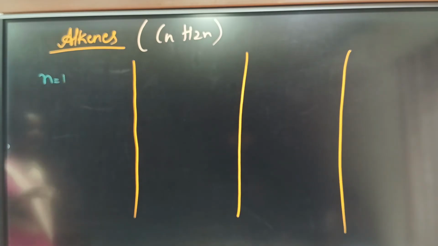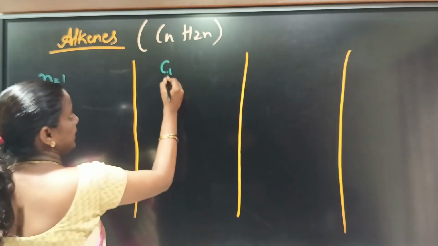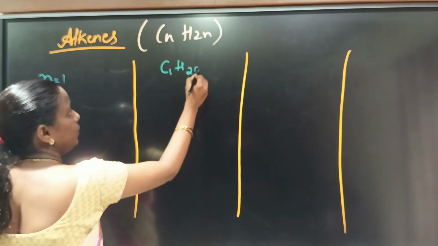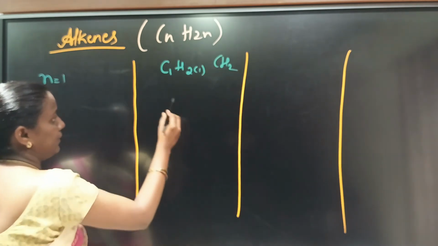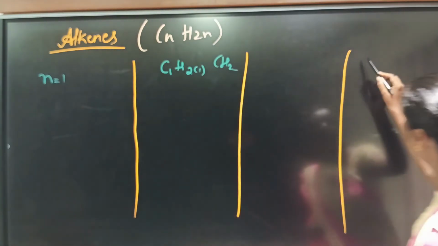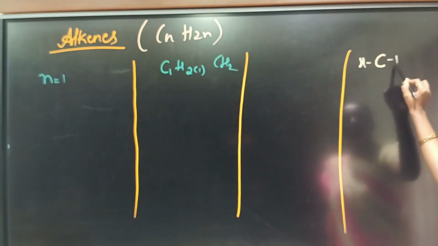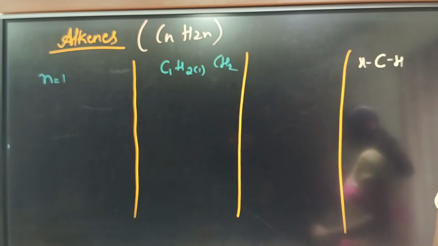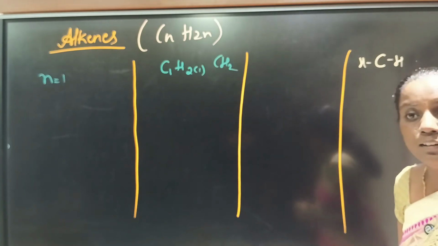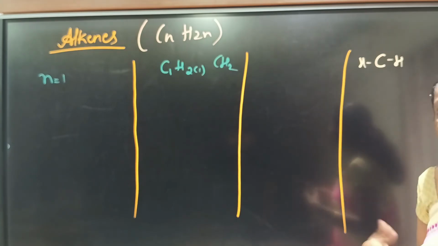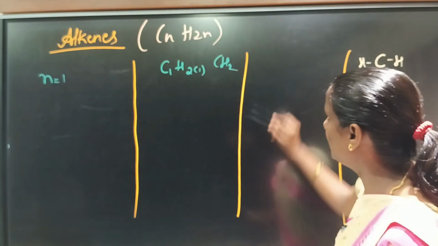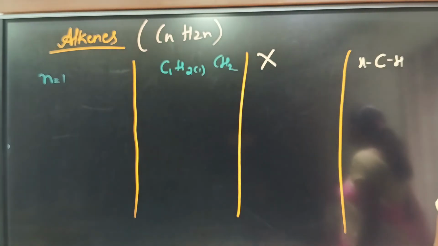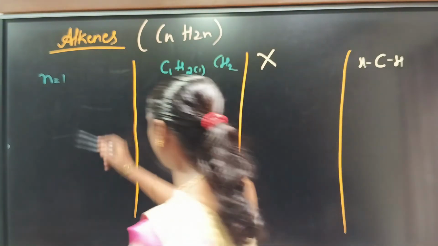Alkenes. So when I take C1, H2 into 1, what came? CH2, right? When you write the structural formula, just see here, C and 2H are there. How many bonds do we need? 4 bonds. So here carbon cannot be stable, it cannot be satisfied. So this doesn't exist at all in the alkenes, with 1 carbon atom.